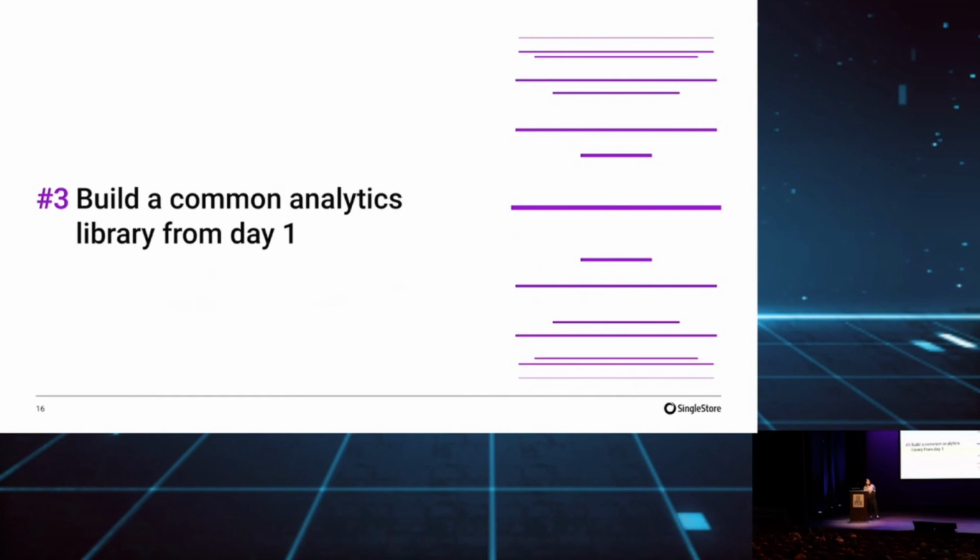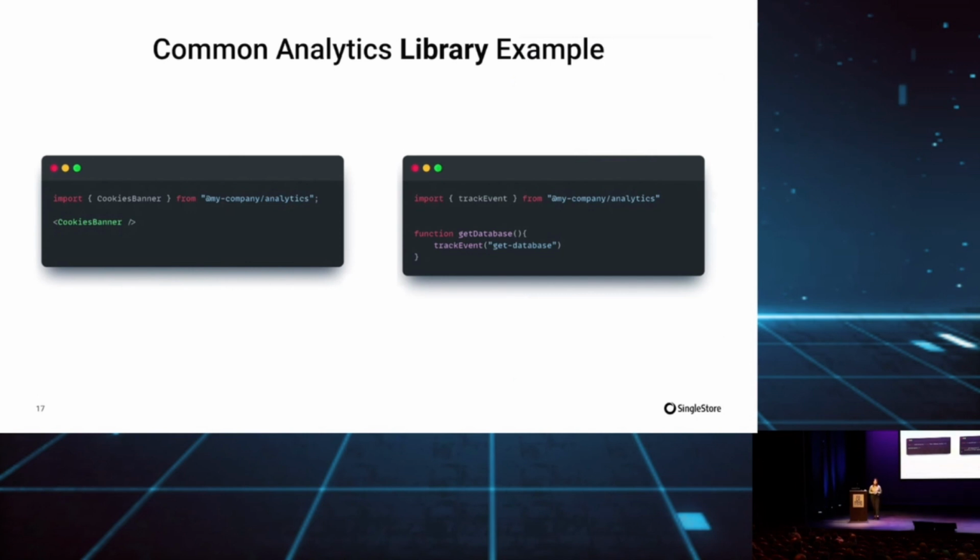Talking a little bit more on the implementation side, my next advice is build a common analytics library from the beginning. And this is what it can look like. You can have all your logic as reusable code. This means that you will follow all the conventions every time you use your functions. For example, you can have your cookie banners extracted. You can have a track event function. And again, this means that you are always following the same rules. And you all know the perks of reusing code.